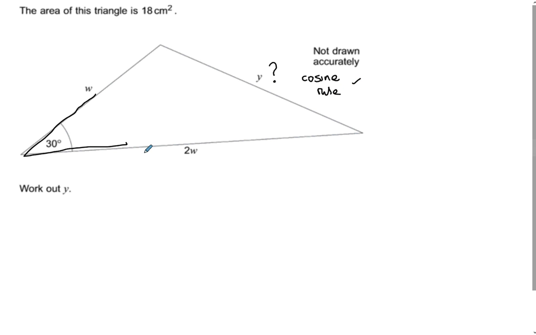Sorted. Okay, so let's put down what we know. We know that the area of the triangle would be half times w times 2w times sine 30. If you know your exact values of certain angles, the 30s, the 45s, the 60s, then it really helps, because if this is a non-calculator question, then they're actually testing you to see if you know the exact values.